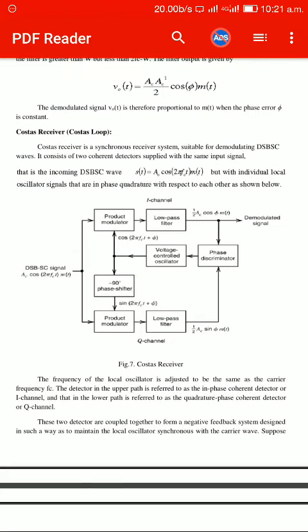And whatever the frequency of the local oscillator we have been applying to these two, it should be the same as the carrier frequency which we have been applying to the input of the product modulator. The detector in the upper path we call the in-phase detector, and the detector in the lower path we call the quadrature-phase detector.